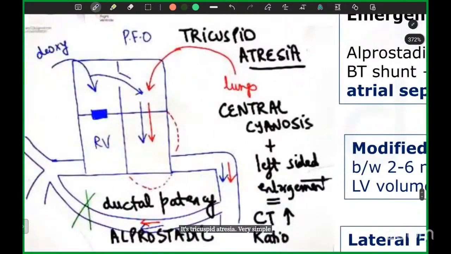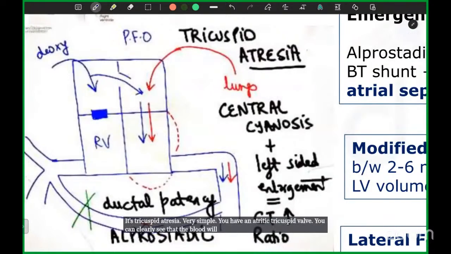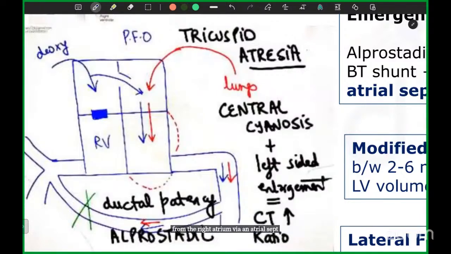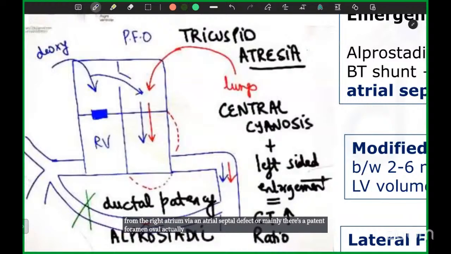You have an atretic tricuspid valve. You can clearly see that the blood will no more flow from the right atrium to the right ventricle. It has to move from the right atrium via an atrial septal defect, or mainly a patent foramen ovale actually, which leads to the blood moving from the RA to the LA, and from the LA, the blood moves to the LV. From the LV, it moves to the aorta.